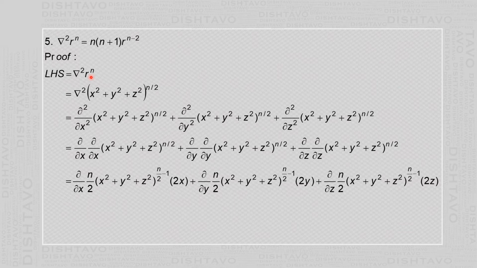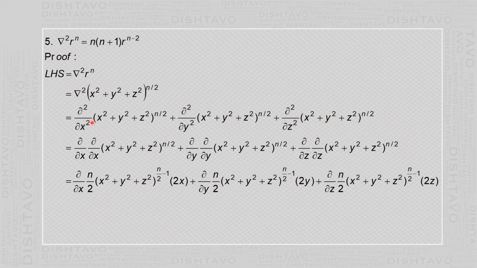As we have used in the previous identity, r raised to n is x square plus y square plus z square raised to n by 2. And by using the definition of the Laplacian, we write the dou 2 by dou x2 of that scalar function plus dou 2 by dou y2 of that scalar function plus dou 2 by dou z2 of that scalar function.